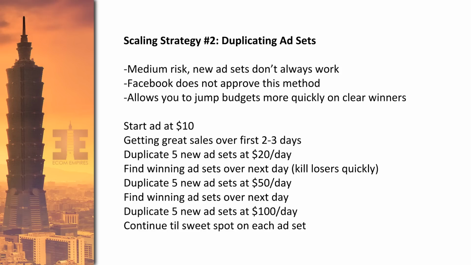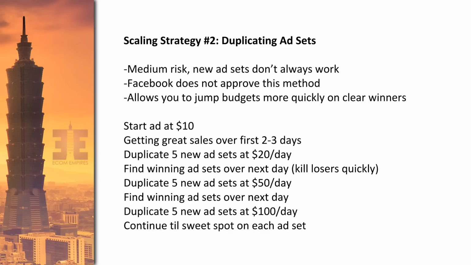Strategy number 2, which Facebook seems to want to phase out, but this has always been kind of the most popular e-commerce scaling strategy, and that's duplicating ad sets. This allows you to jump budgets more quickly on clear winners, and here's the idea. Example, if you start an ad at $10, and over the first 2 to 3 days you're getting great sales, let's say in the first 3 days you have, remember, I like to see 5 sales, okay, $6 cost per purchase. Then you can duplicate 5 new ad sets from that same exact ad set at $20 a day. So basically doubling the budget, and you're not changing anything.